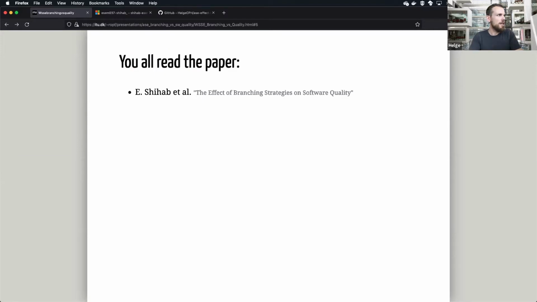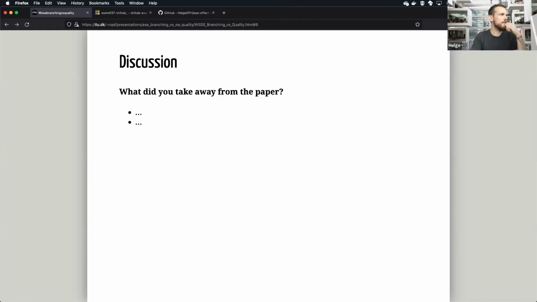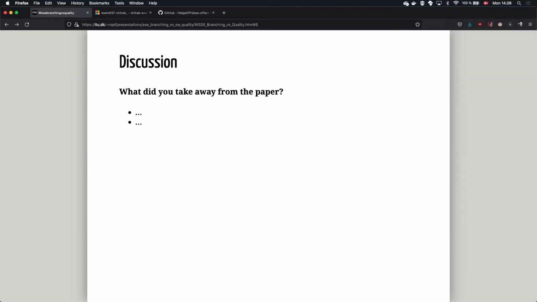Cool. I think many of you at least read this paper, The Effect of Branching Strategies on Software Quality, by what I would pronounce as Shihab and some colleagues. What is it? And please just talk to me. Please don't write to this chat. Just talk to me as if we were in a normal session. I would like to know, what is it that you got out of that paper? What do you think the message is?